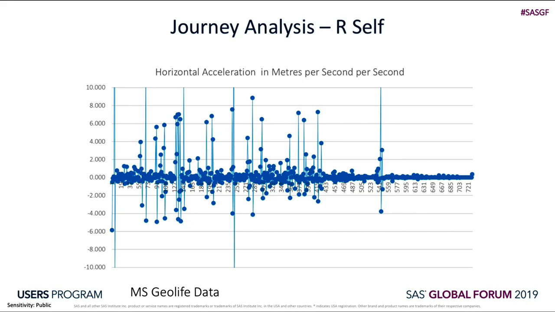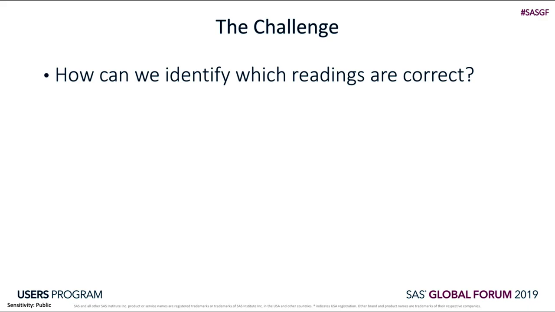The question is, how can we actually do something interesting? How do we solve the veracity problem? Can we identify the readings which are correct? Can we identify how badly in error the rogue readings are? And can we actually do anything more useful with it?